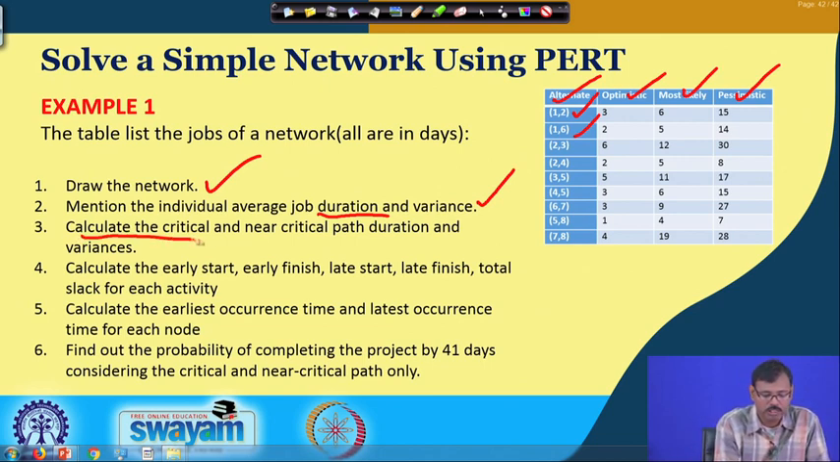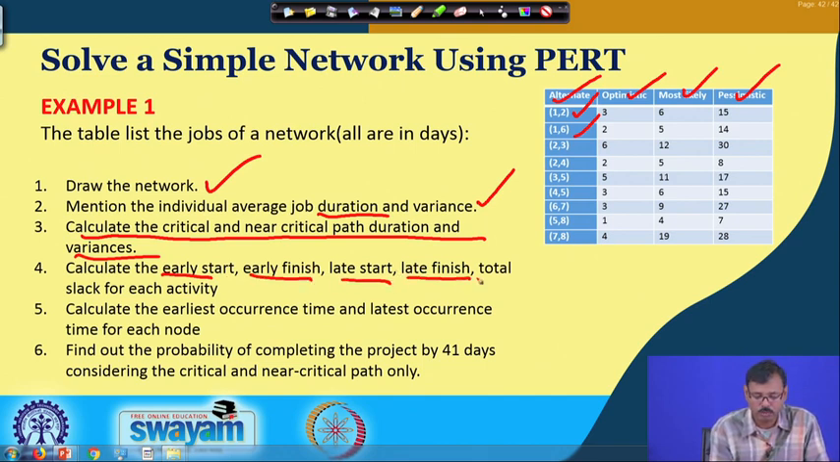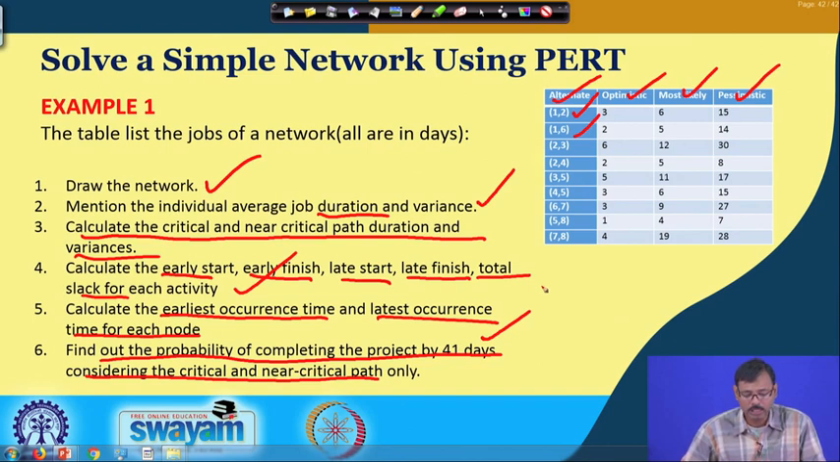You have to calculate the critical and near critical path durations and their variances. You have to calculate early start, early finish, late start, late finish, total slack and free slack of each activity. You have to calculate the early occurrence time and late occurrence time of each node, and you have to find out the probability of completion of the project by 41 days in consideration of the critical and near critical path only.